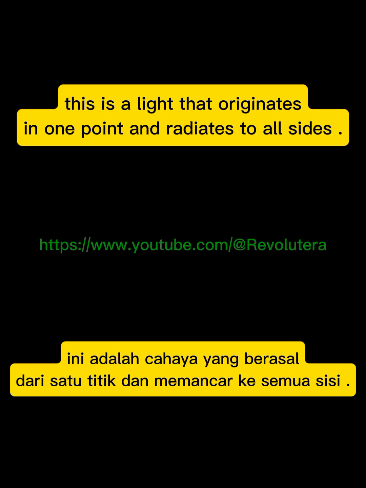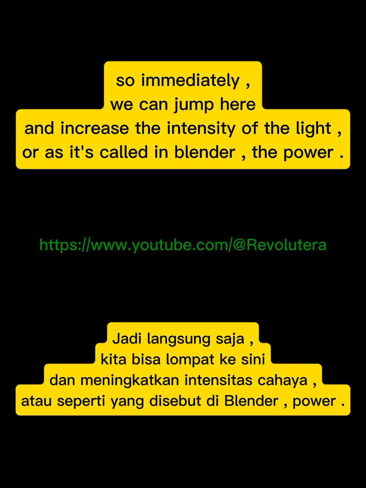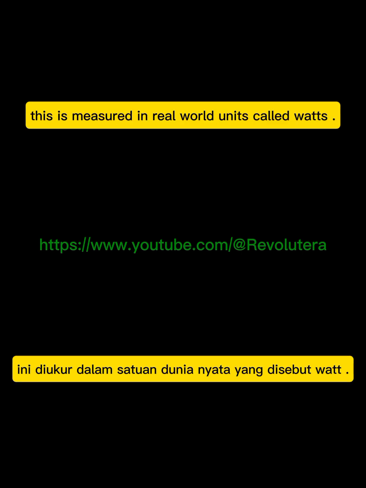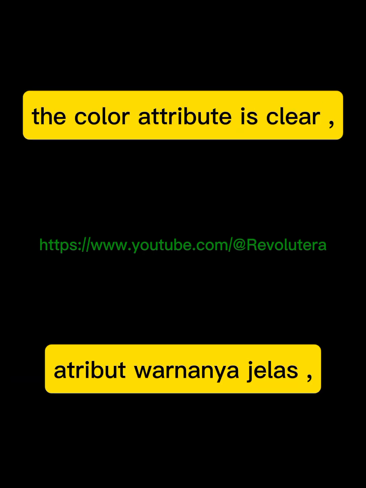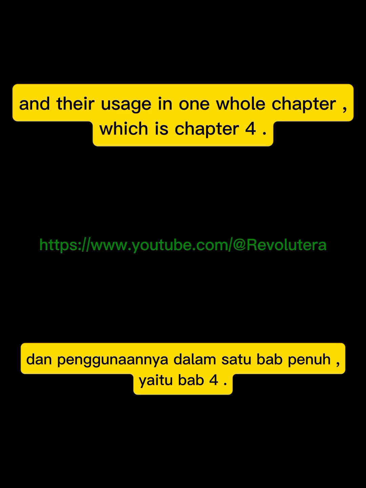This is a light that originates in one point and radiates to all sides. So immediately, we can jump here and increase the intensity of the light, or as it's called in Blender, the power. This is measured in real-world units called watts. More watts means more light intensity. The color attribute is clear. And their usage in one whole chapter, which is chapter 4.